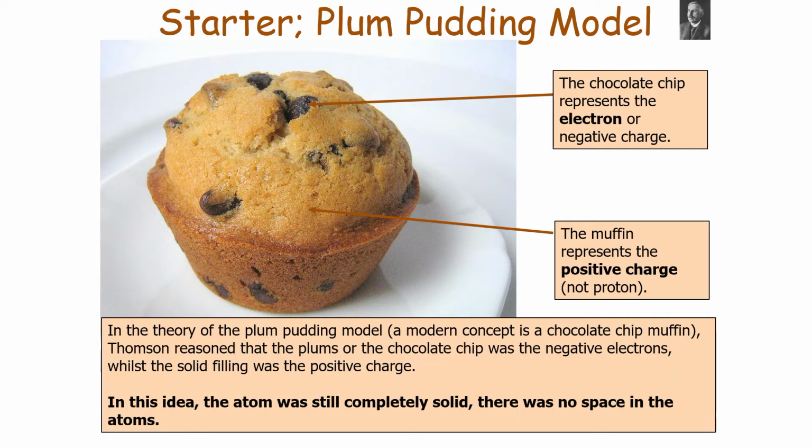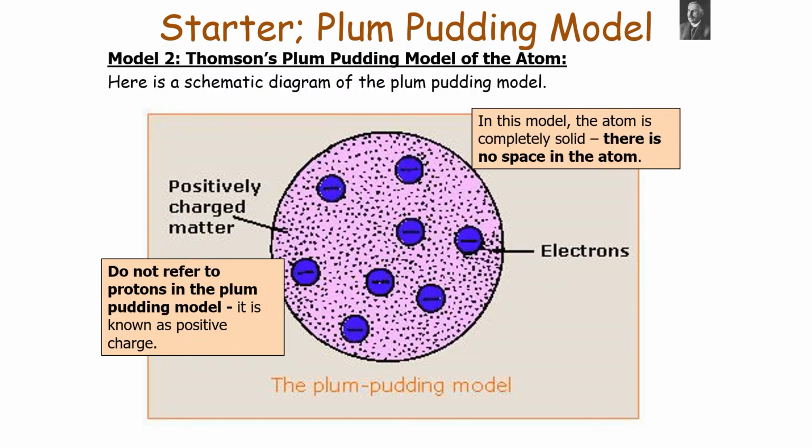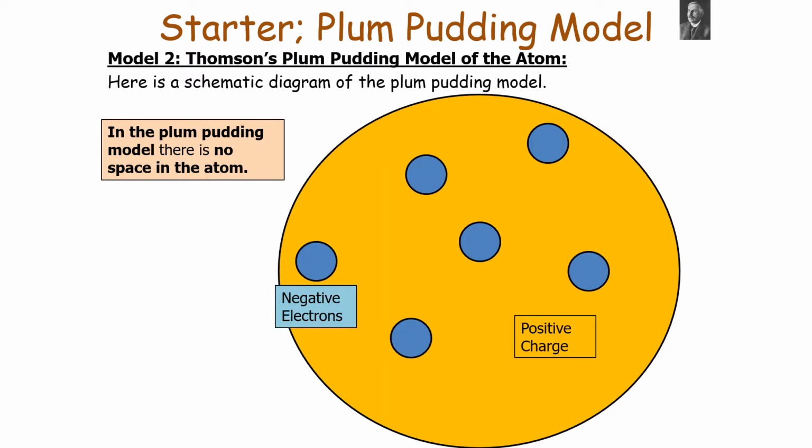The plum pudding model is a bit like a chocolate chip muffin or a plum pudding. The chocolate chips or the plums represent the electrons, or the negative charge, whilst the muffin or the pudding represents the positive charge. Now remember, I've said the positive charge, not the proton. In this idea, the atom is still completely solid. There's no space in the atom under this model. In the following diagram, we can see that the atom is completely solid. But just remember, we don't refer to protons in the plum pudding model. We say that this is in fact positive charge, as shown on this diagram.